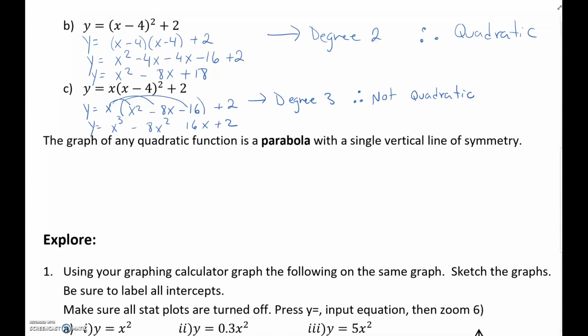So the graph of any quadratic function, we give it a new name. It's a parabola with a single vertical line of symmetry. Okay, so parabolas are kind of like an upside down U, but the arms go out and down or go out and up. So you're not looking at a straight up and down U like this, they always go out. Okay, notice that I put arrows at the end, and there's this vertical line that goes down the middle. That is an axis of symmetry. So if you folded your parabola in half, it would look the same on either side.